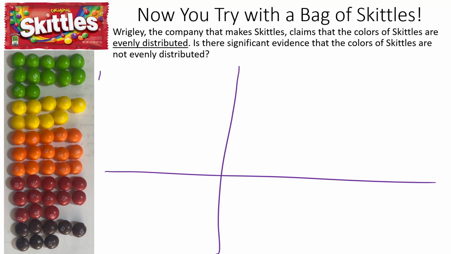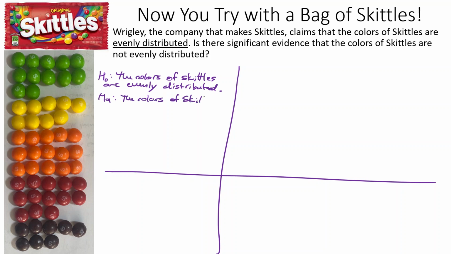Going right into it. So our null hypothesis, the colors of Skittles are evenly distributed. All right, that's the claim. So we're saying that's true. The alternative is the colors of Skittles are not evenly distributed. So we could have at least one of them that's a lot bigger or one of them that's a lot smaller. We don't have any alpha given to us, so we'll use 0.05.